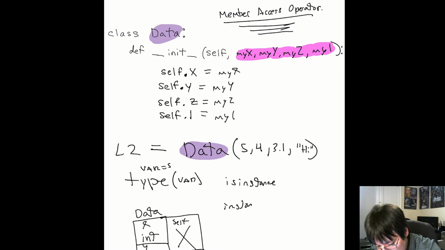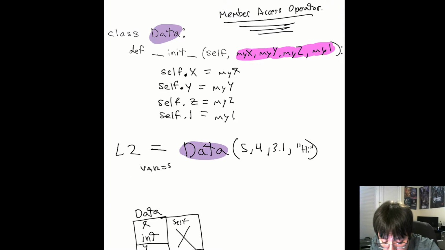I forgot which it is, isinstance or is instance. I think it's isinstance. Yeah, it's isinstance. And then you pass in the variable you're caring about and then the type, and you see if those are equal or not. That's basically going to return to you this custom object type that you've made.